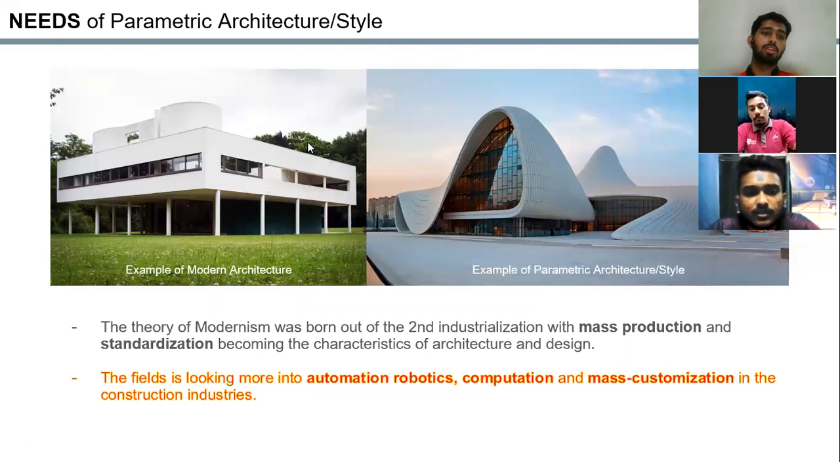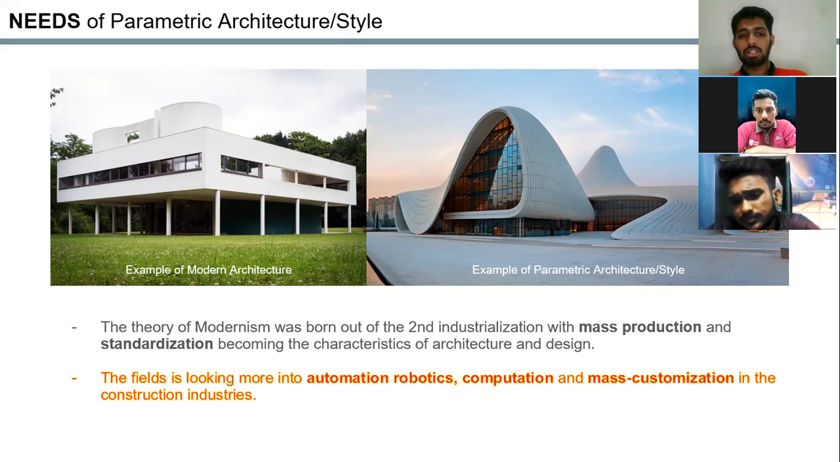Okay, now I'll continue with the needs of parametric architecture. There are two needs. The theory of modernism was born out of the second industrialization, with mass production and standardization becoming characteristic of architecture and design. The field is looking more into automation, robotics, computation, and mass customization in the construction industries. You can see there are two examples of modern architecture and a parametric architecture style.